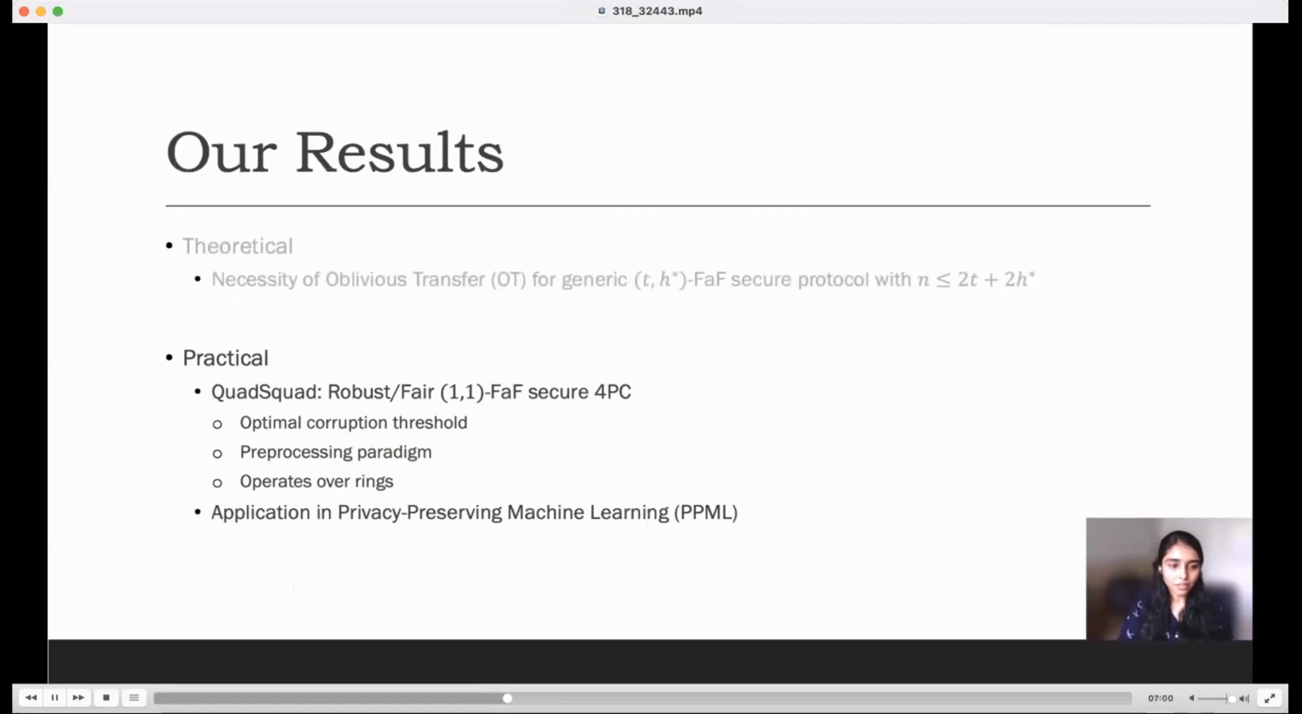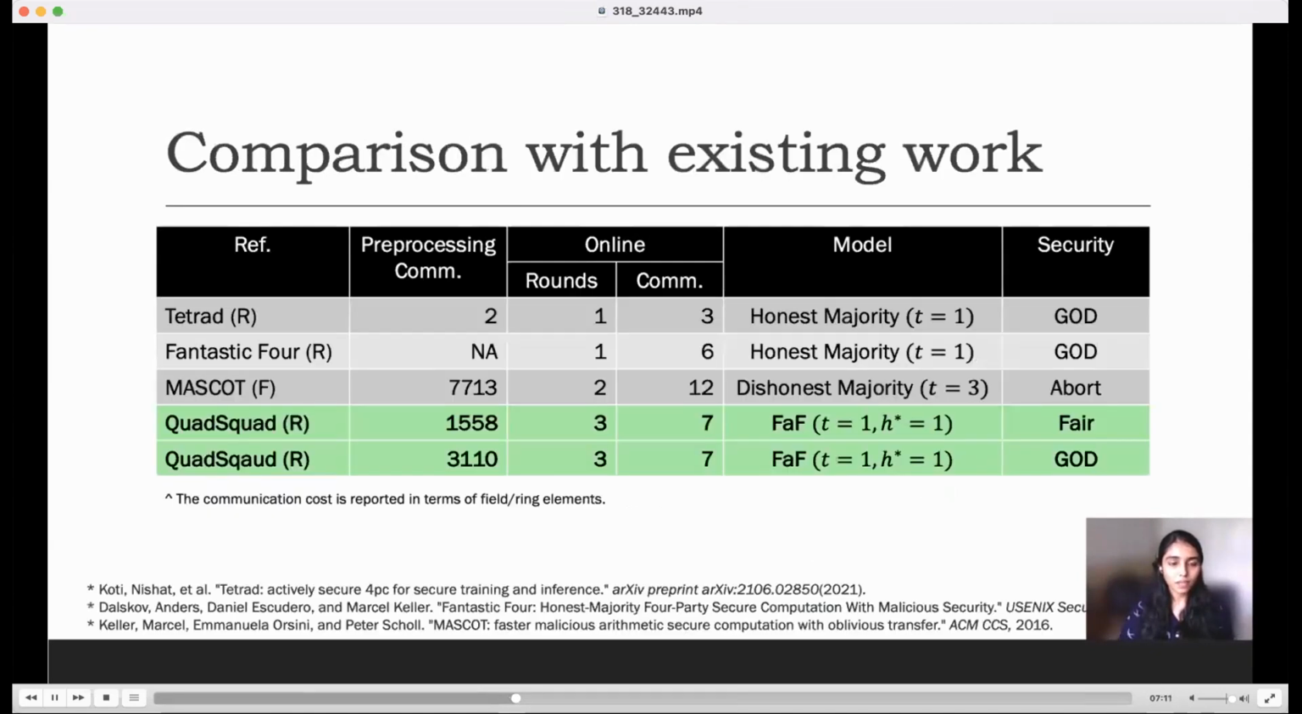Moving on to our practical results, before actually going into the construction of our protocol, I will go over the communication costs and its comparison with the existing works. So in the paper, we have compared our protocol Quad Squad to the state-of-the-art 4-party protocols in the honest majority as well as the dishonest majority setting. And here, we have reported the communication costs in terms of field or ring elements, depending on what is the underlying structure that the protocols use. And also the cost is reported per multiplication gate.